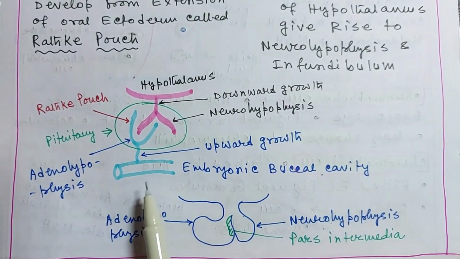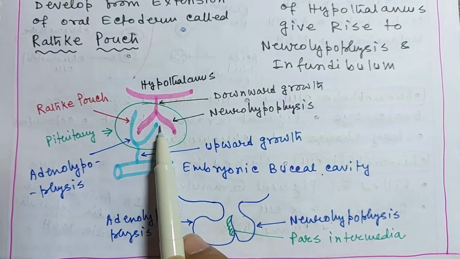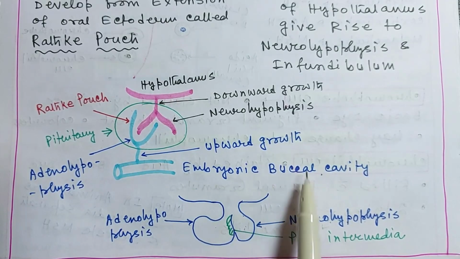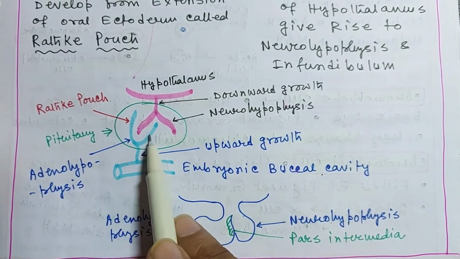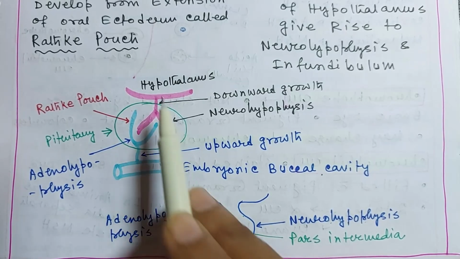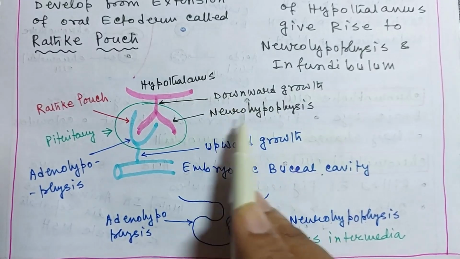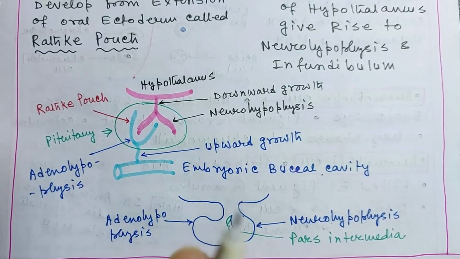Then you can see the image of the development of different parts of the pituitary gland. So this is the adenohypophysis, and it develops from the embryonic buccal cavity. The upward growth of this embryonic buccal cavity causes development of the adenohypophysis, or anterior pituitary gland, and the downward growth of the hypothalamus causes development of the neurohypophysis and infundibulum. So this is actually the embryonic origin of the pituitary gland.